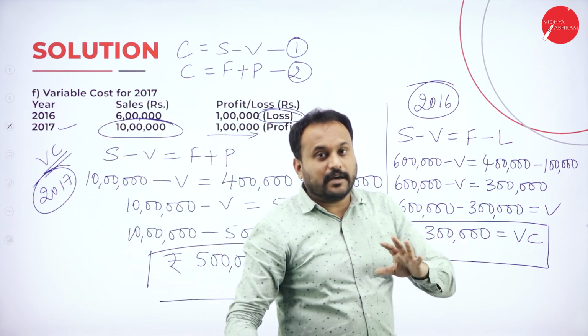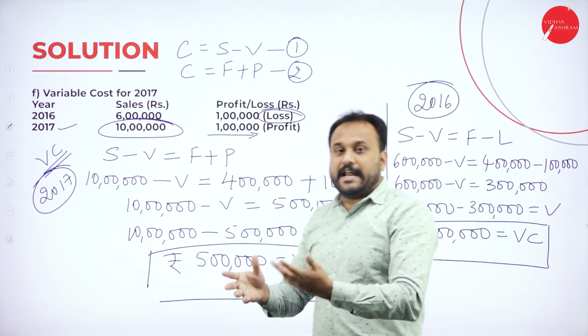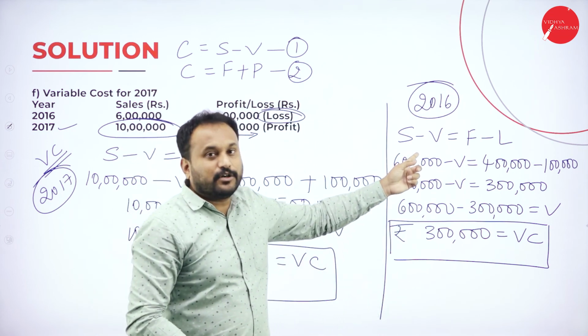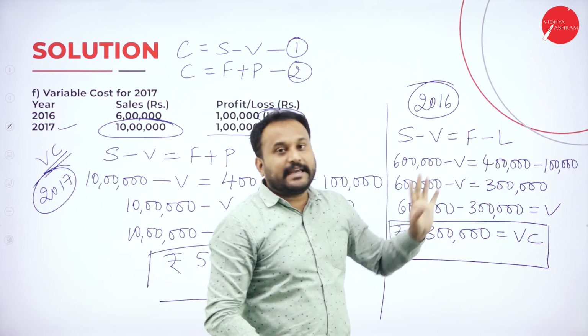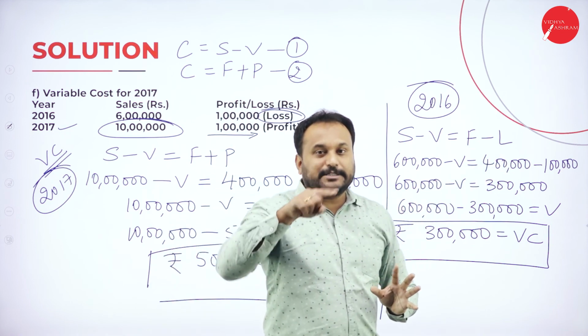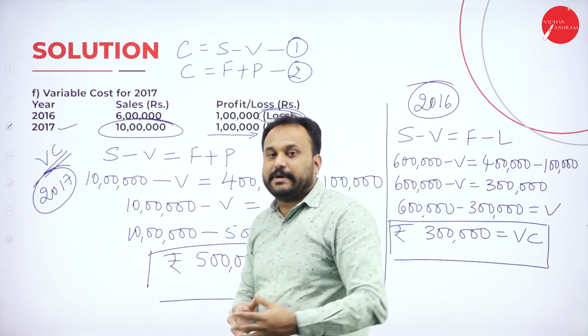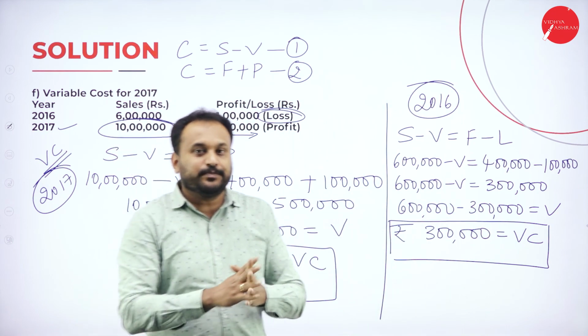This is how you are supposed to solve. If you get a loss kind of a thing, don't panic. The formula will change. What is the formula? S minus V is equal to F minus L. Usually it was S minus V is equal to F plus P. Now, because loss is there, it is F minus L. This is what we are supposed to go with.